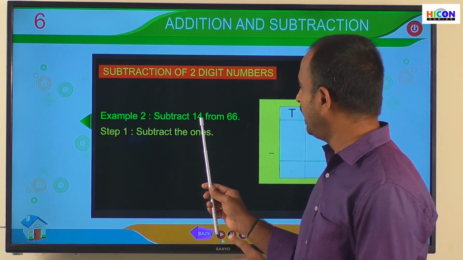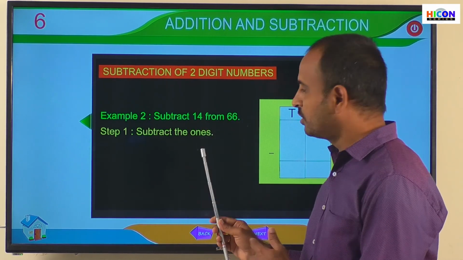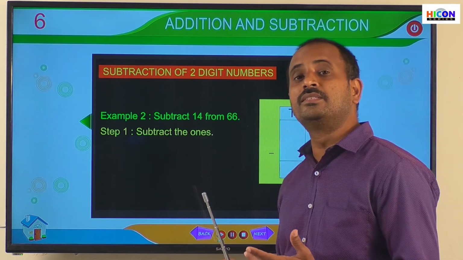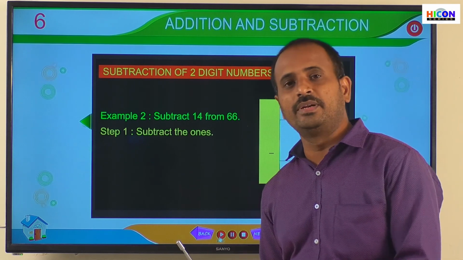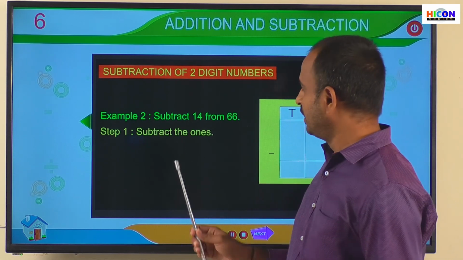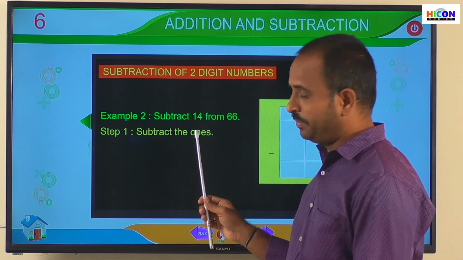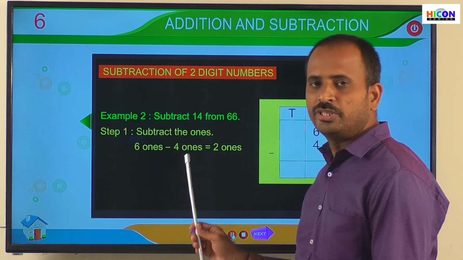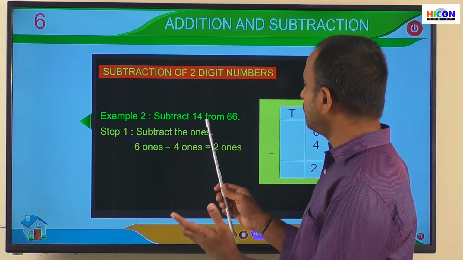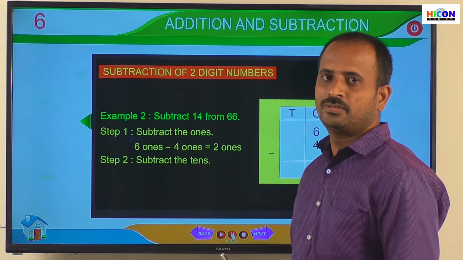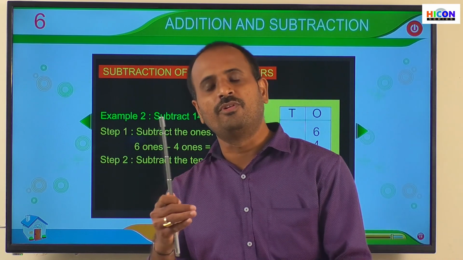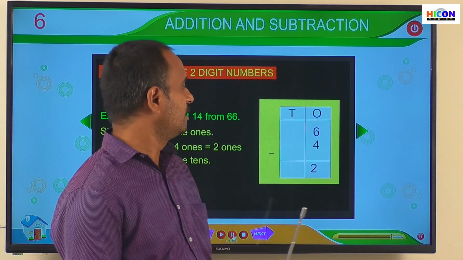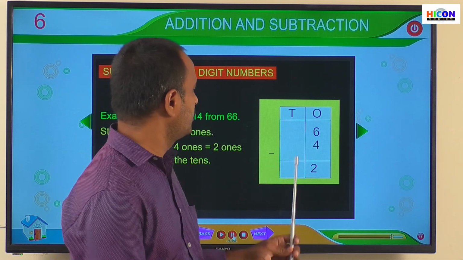In this example, they have taken two numbers and both numbers are two-digit numbers. Whereas in the previous example, one number was a two-digit number and another number was a single-digit number. Here they have taken 14 and 66, and these two numbers are two-digit numbers. So let us see how to subtract the two-digit numbers. First you have to write the two numbers one below the other. Look at the screen, how they have written the two numbers one below the other.